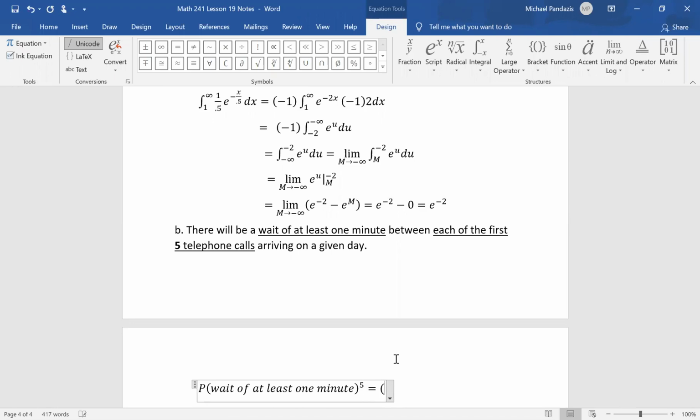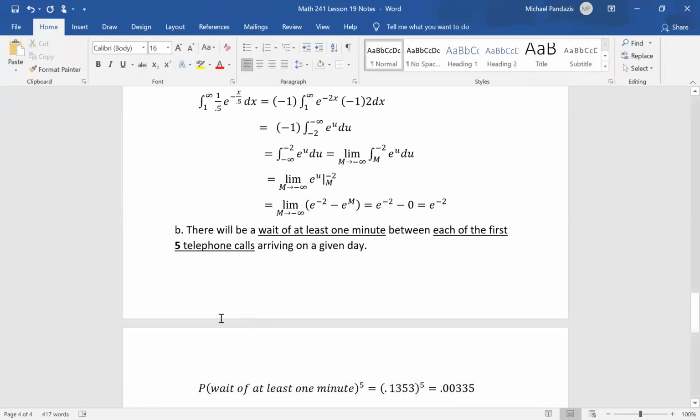Okay, because the probability of waiting in the first interval for at least 1 minute is 0.1353, and then the probability of it happening 5 consecutive times is just multiplying those 5 probabilities. So it's 0.1353 to the 5th power. And then you do that, you get 0.00335. Okay.